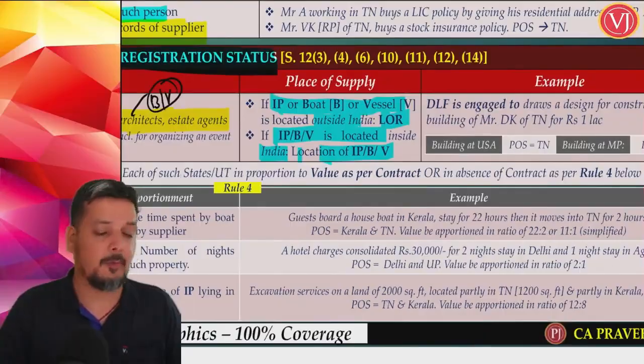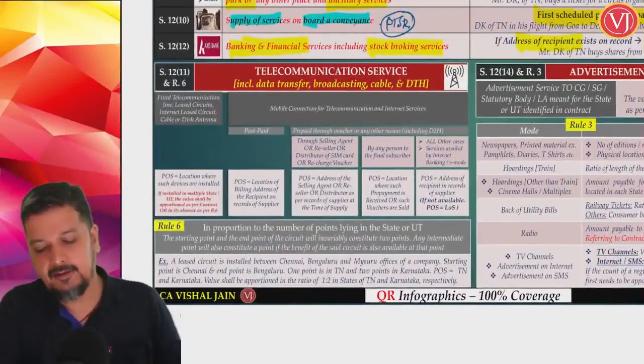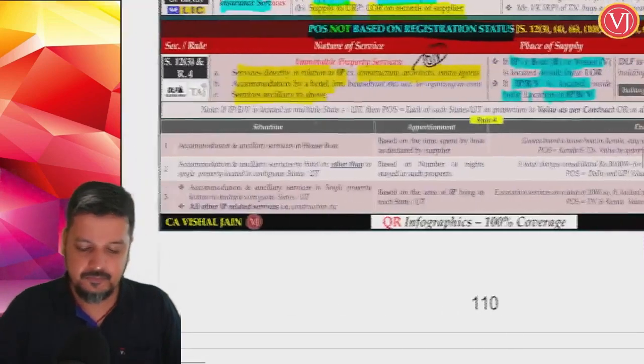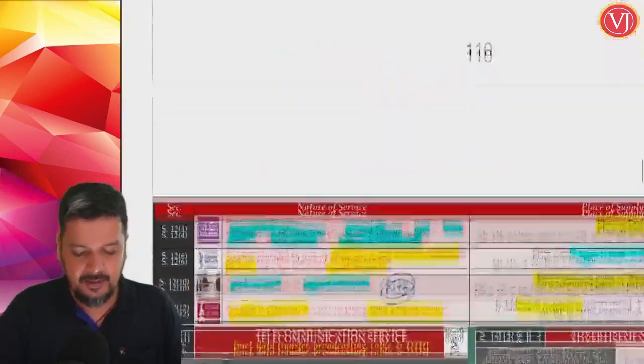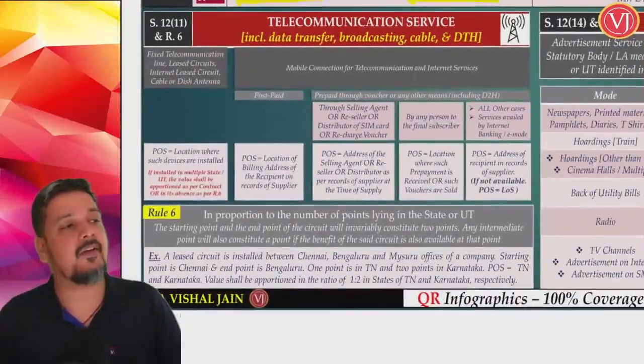Immovable property related services. Now, if you look at this entire chart, entire scenario, only two services are left out. What are the two services which are left out? They are telecommunication service and advertisement service to government.